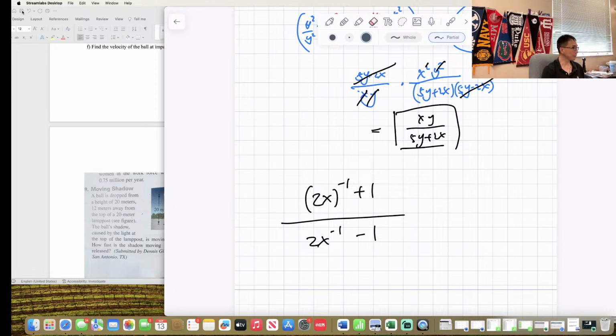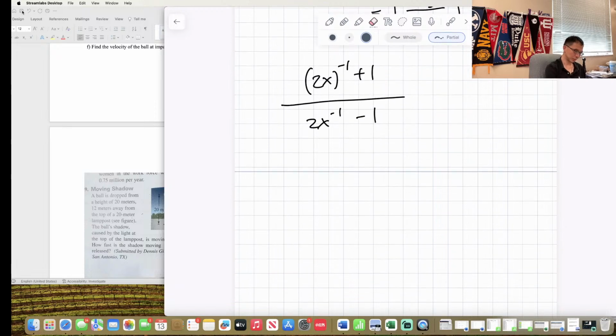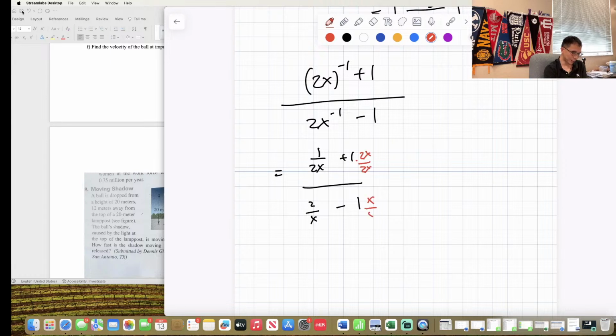You guys do okay? Are you still working on it? This one's equal to what? 1 over 2x, right? Is that okay? Plus 1 over 2 over x, right? So you need to multiply this by 2x over 2x. This is x over x. Is that okay? So that's 2x of 1 plus 2x.